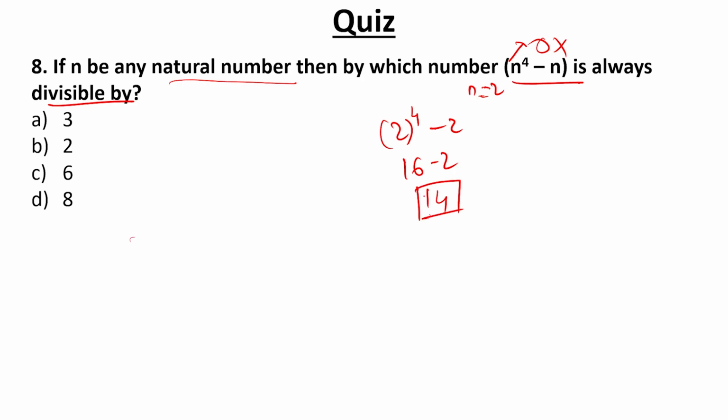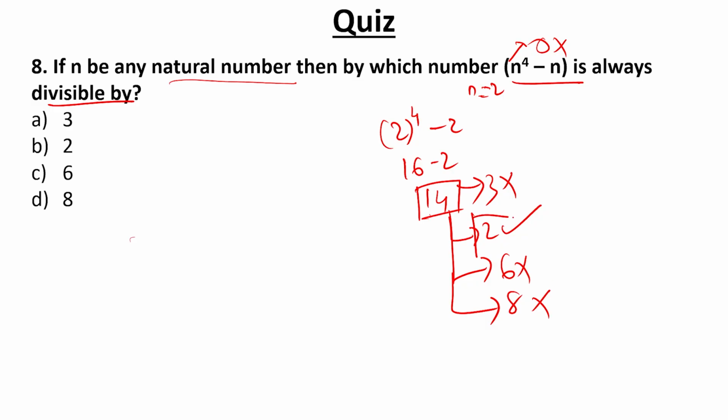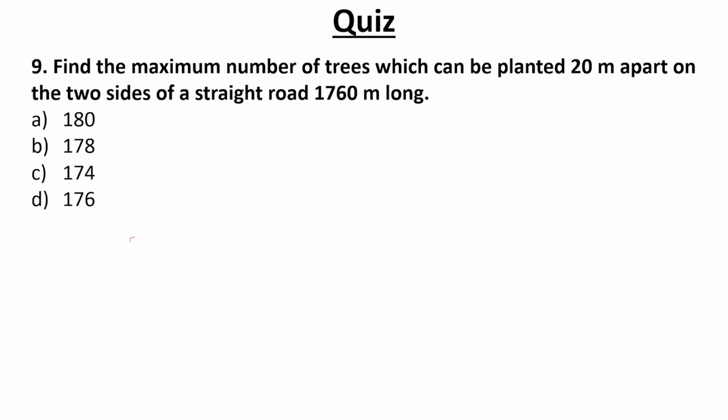Now all we need to do is check: is 14 divisible by 3? Nope. Divisible by 2? Yes. Divisible by 6? Nope. Divisible by 8? Nope. So our answer is 3. I hope you all understand it. Sorry, the answer is 2. I hope you understand this. Now move on to the next question.